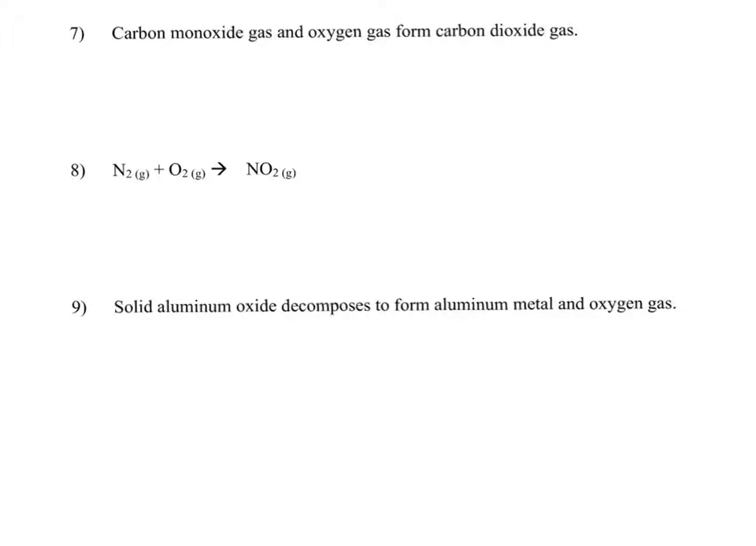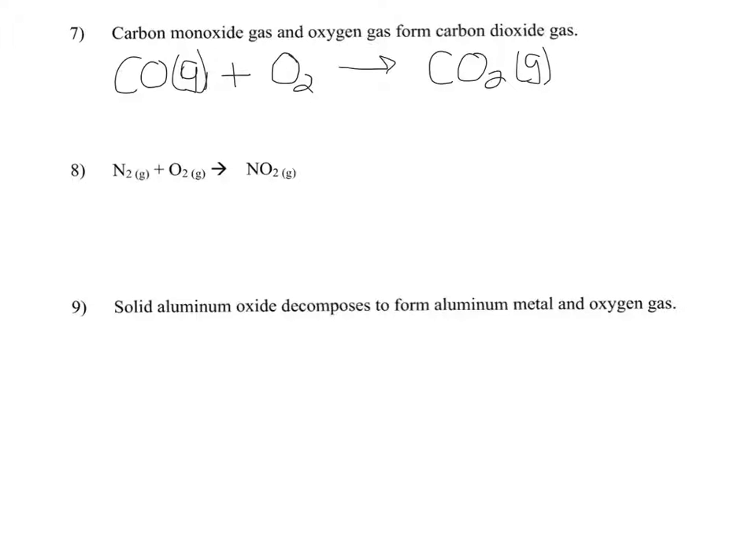Carbon monoxide and oxygen gas form carbon dioxide gas. Well, we have to do this one. So you have carbon monoxide, CO, mono means 1, gas doesn't mean anything to us for balancing, it's going to come later. Oxygen gas, so oxygen is diatomic, and form carbon dioxide gas.